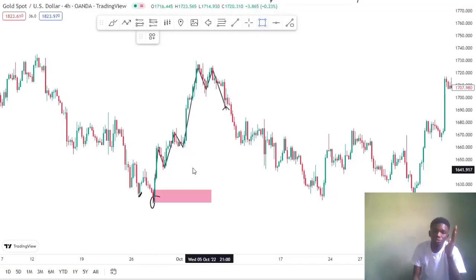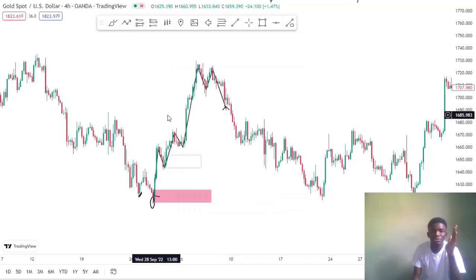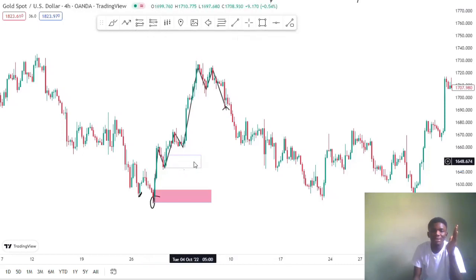This is what I need you to start doing now. Start mapping structures. Can you see the way I'm mapping? That's the red candle, the red candle before the bullish movement.